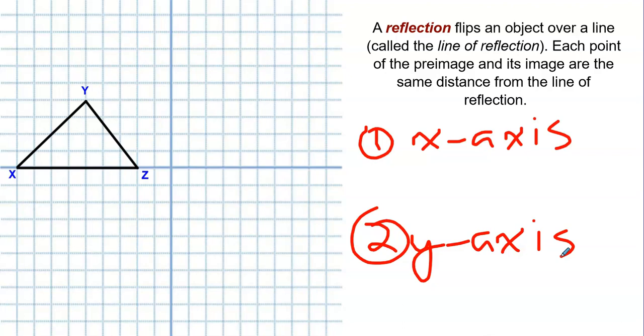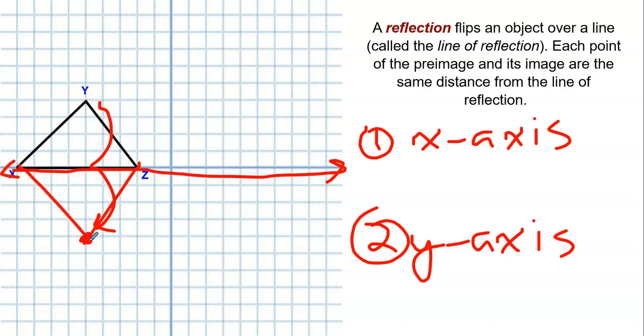So as far as reflecting this over the x-axis, two of the points are already on the x-axis. That's super easy. Their distance is 0, so their distance remains 0. The only thing that changes is that Y is now 4 units away from the x-axis on the other side. So X and Z are the same as X prime and Z prime, and Y prime is down here.